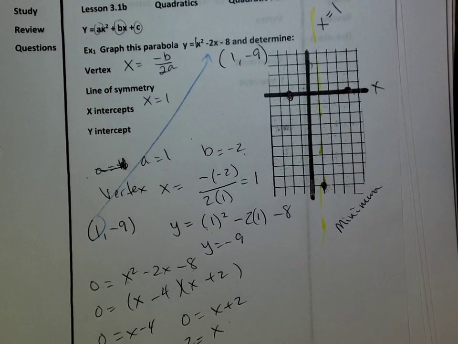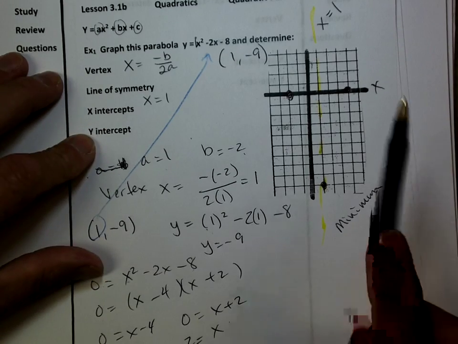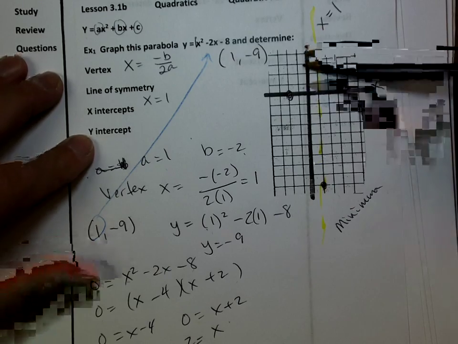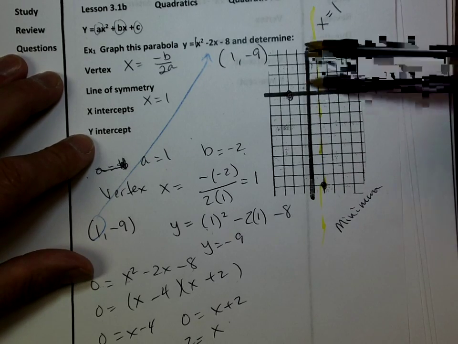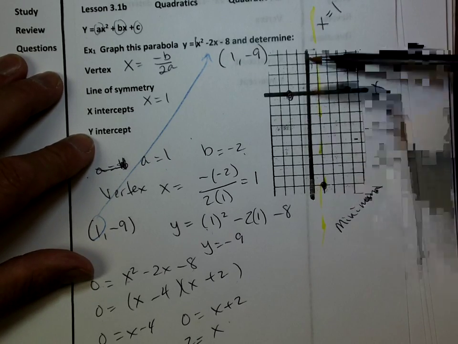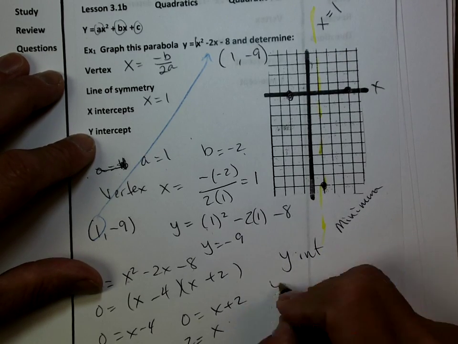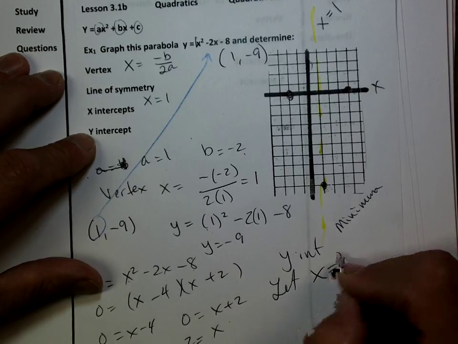Now, one of the things I would like is the y-intercept. Well, the y-intercept is actually pretty easy. If you think about it, looking at the graph, the y-intercept is where it's going to cross the y-axis. Well, that's where you have an x value of 0. All right, so let's define a y-intercept. We're going to let x equal 0.